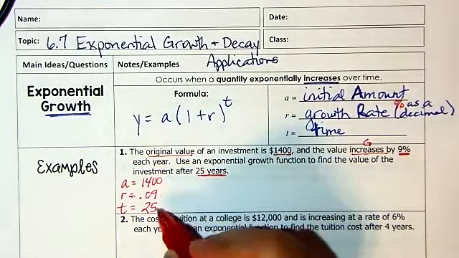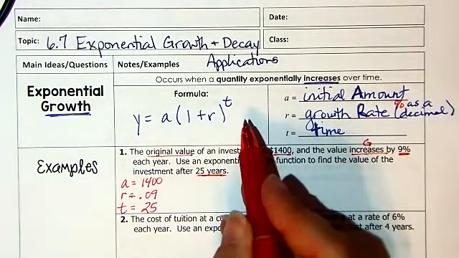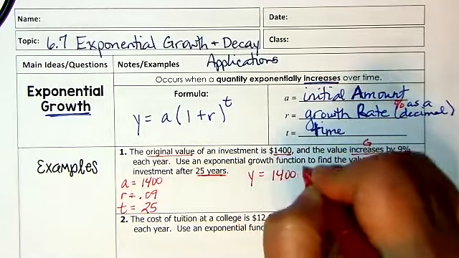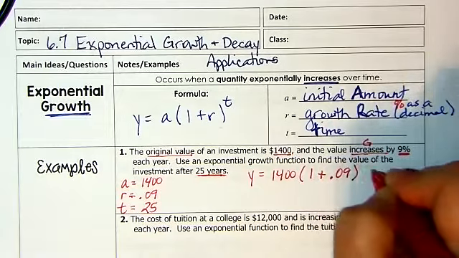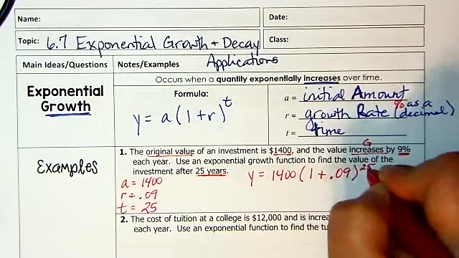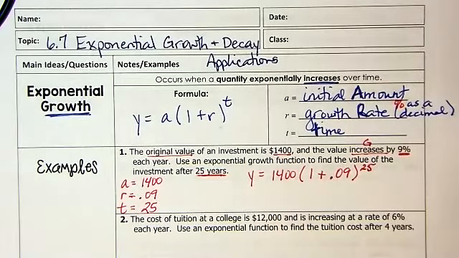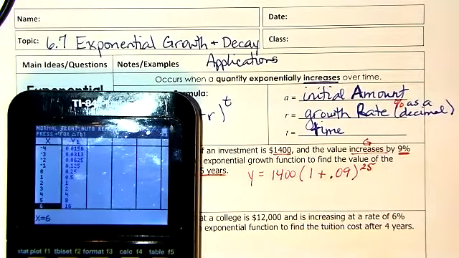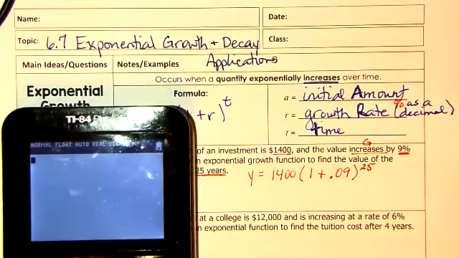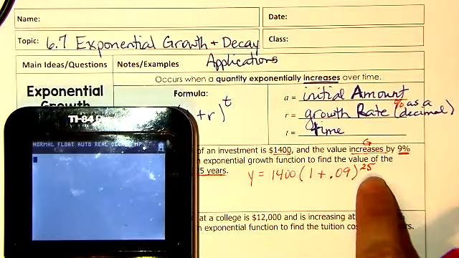So now I'm going to take these numbers and I'm going to plug them into this formula in the spots where they go. So I'm going to have y equals 1,400, open parentheses, 1 plus 0.09, close parentheses, raised to the 25. I do not have to do any simplifying at this point because I'm just going to take the handy dandy calculator and plug it in exactly as it's written. So I'm going to clear this. Now I'm going to do second quit to get out of that screen.